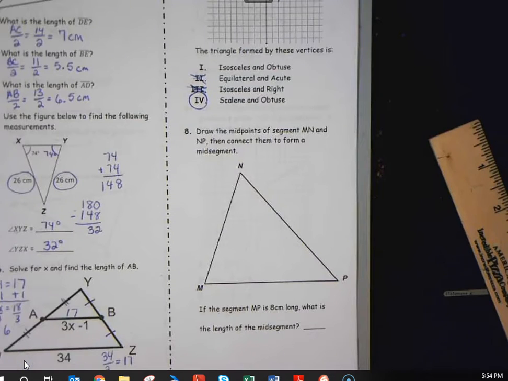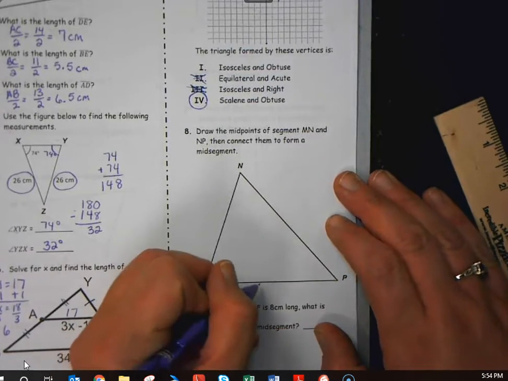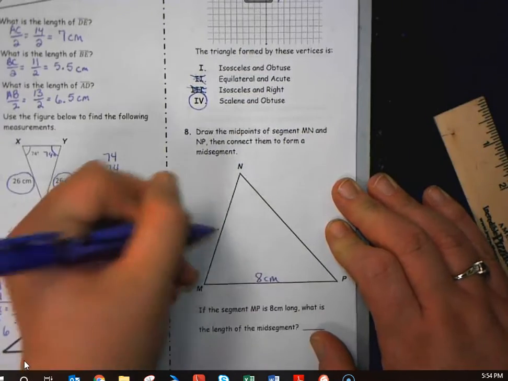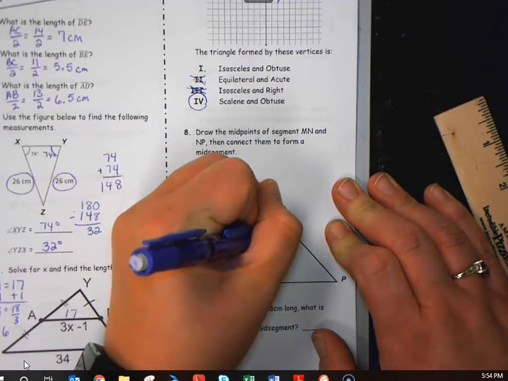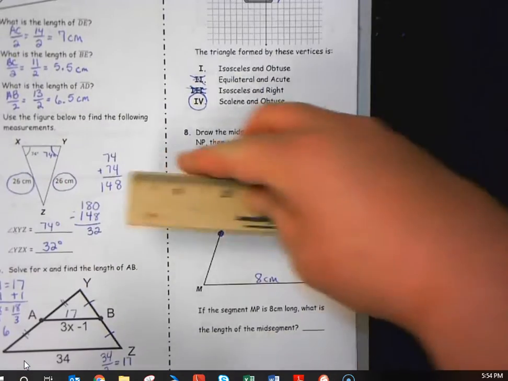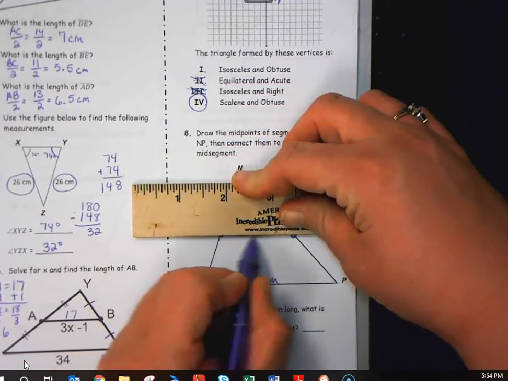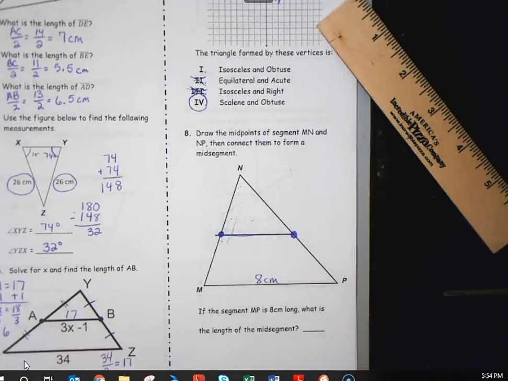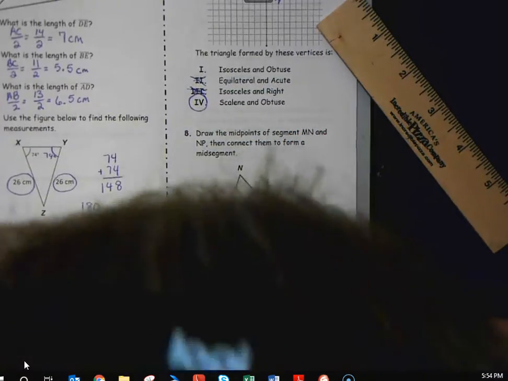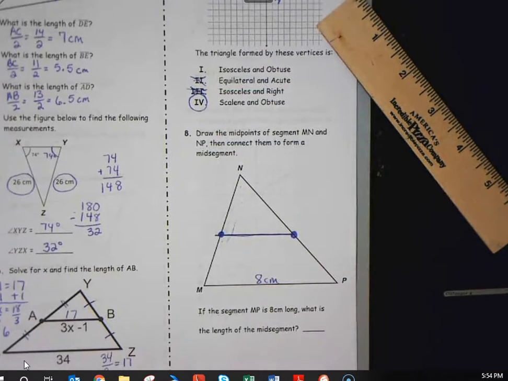All right, it says draw the midpoints of segment MN and NP, then connect them to form a midsegment. If segment MP is 8 centimeters long, what is the length of the midsegment? So we're not going to have anything perfect. This is 8 centimeters. We are basically just going to eyeball it. I'm going to use a straight edge so that my line is reasonably straight. Not perfect, but reasonable.